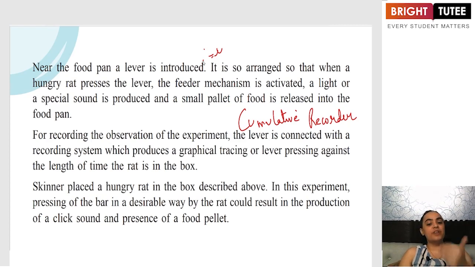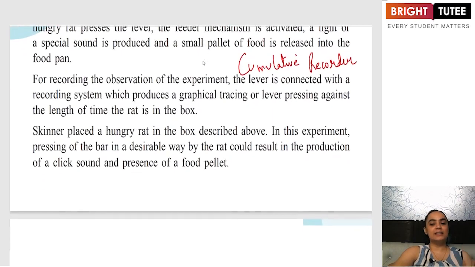And it was tracing how many times the rat pressed the lever, and for how much time the rat was in the box. So, what was the duration of the stay of the rat inside the box and how many times did he press the lever? Now, Skinner had placed a hungry rat in the box, and in this experiment, he talked about the fact that the click sound or the production of some light meant that the food was there in that palate.